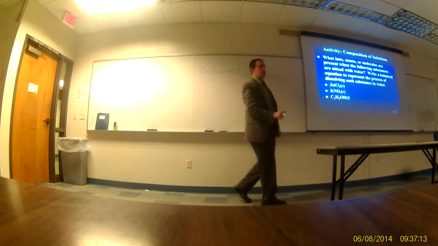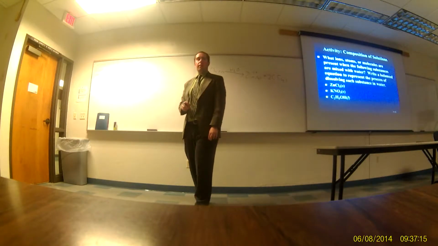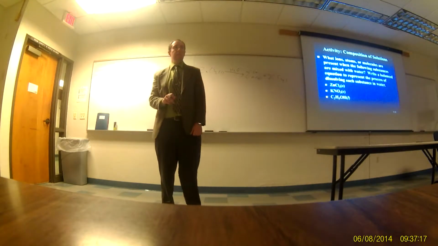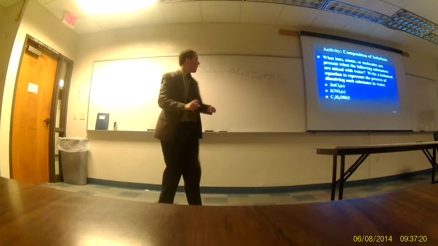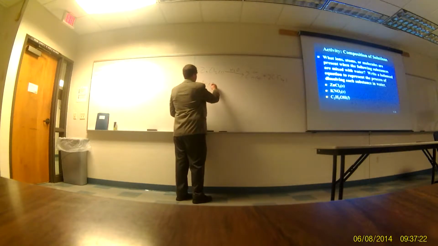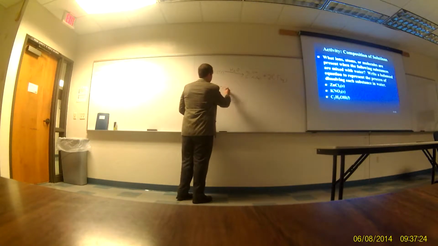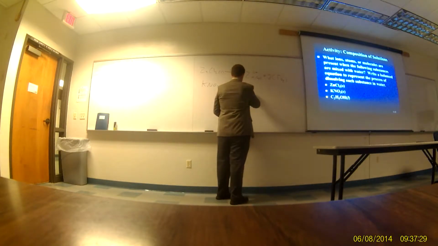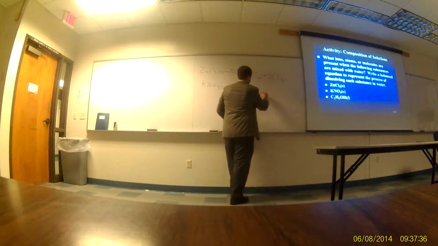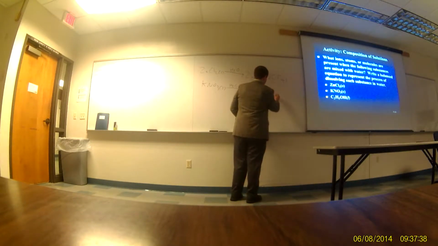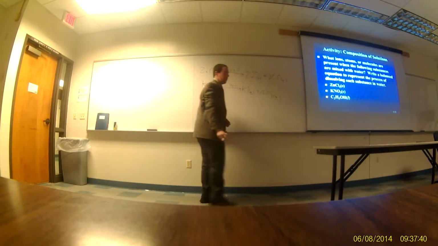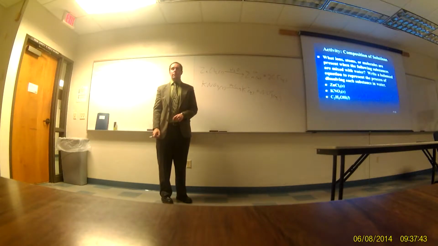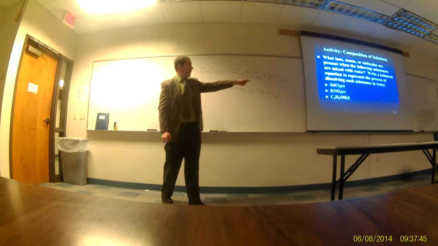What about potassium nitrate? We dissolve that in water. What are we going to get? Potassium ions and nitrate ions. So we've got KNO3, solid. Dissolve in water, we get potassium ions, NO3 ions. Is that correct? Yes. What about that last one?